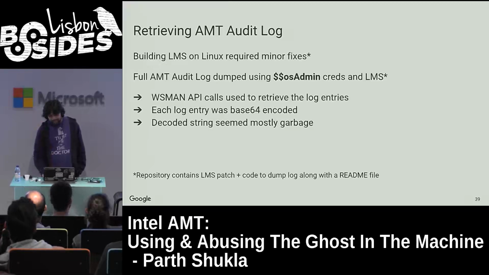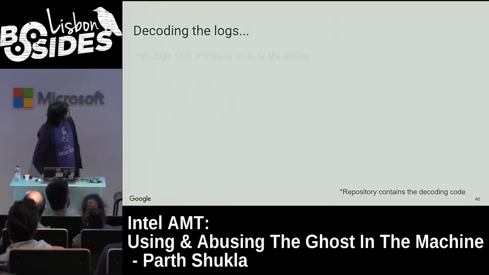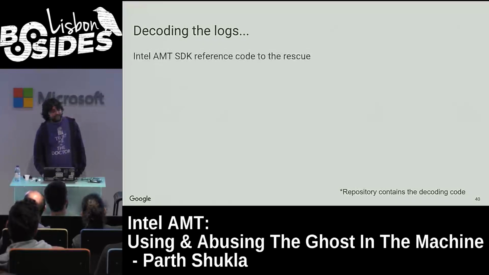I continued digging. I think I had a few more meetings, and then eventually I got desperate, and I started reading the AMT SDK. So AMT SDK is a massive zip. I think it's 200 megs. It's meant to contain sample code for all API calls. I was hoping to find hints on parsing the audit log records. So I unzipped it and I went egrep -r audit log.